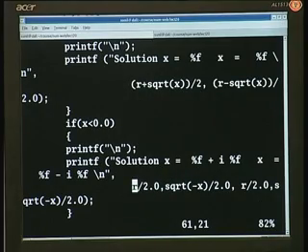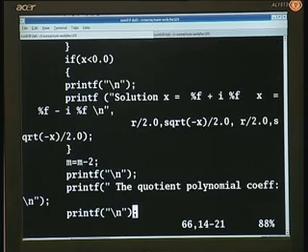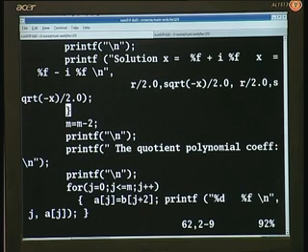Now the real part is r by 2, the imaginary part is square root of minus x by 2. I will treat them separately now, since C does not allow for complex numbers. So, r by 2 plus and minus square root of minus x by 2, two variables, plus and minus. That is what I am going to print out there.